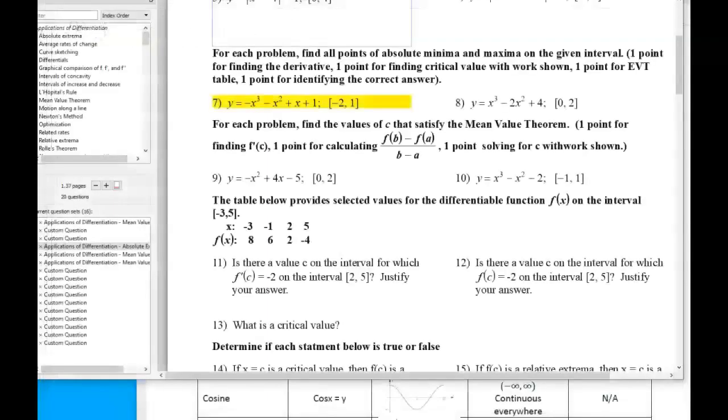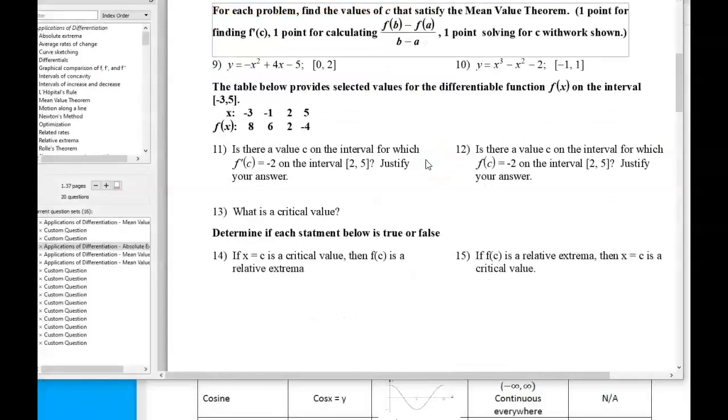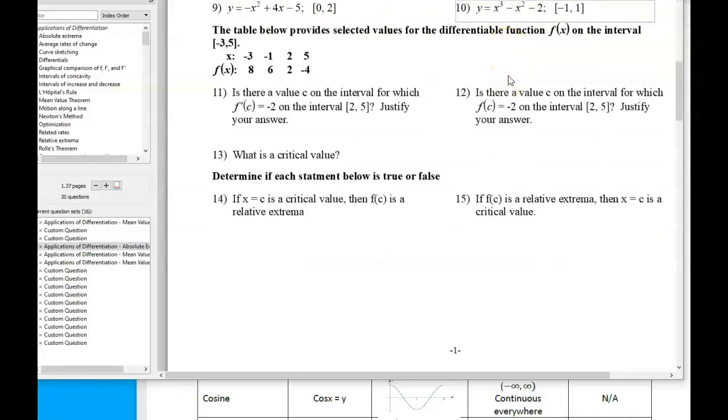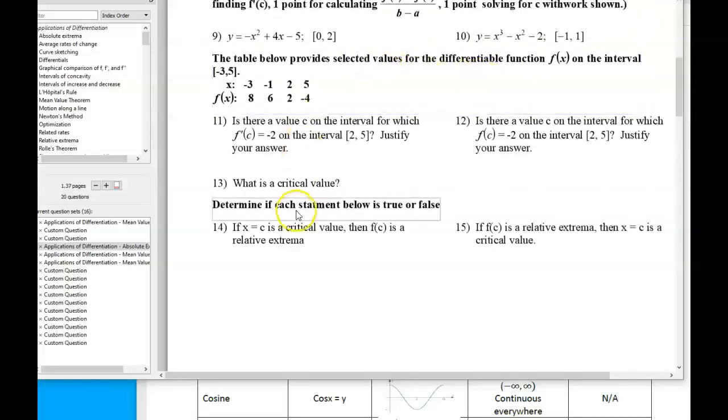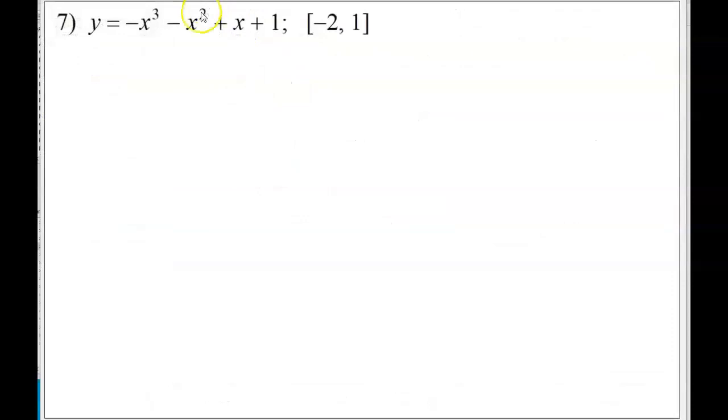All right, let's go ahead and take a look at number 9. And number 9 is another new question. It says, for each problem, find the value of C that satisfies the mean value theorem. 1 point for finding the derivative, 1 point for calculating the difference quotient, and 1 point for solving for C with your work shown. Okay, so let's go ahead and see what we can do here.